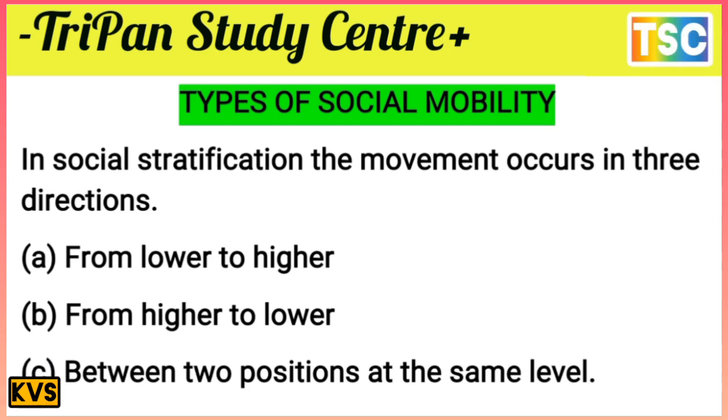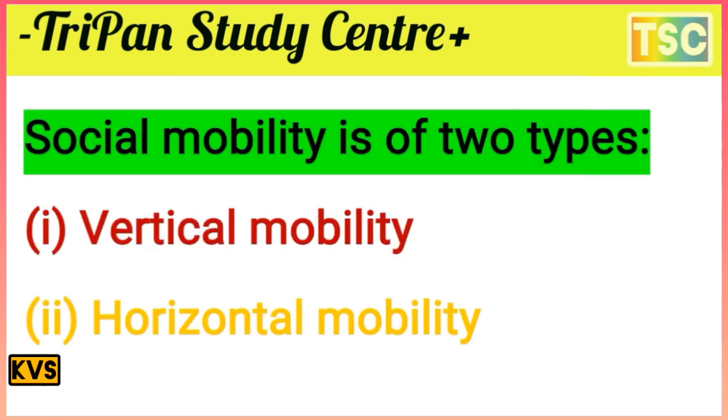But by type, social mobility is of two types. First is vertical mobility and second is horizontal mobility here. Now that's important. Social mobility is of two types: first vertical mobility and second horizontal mobility. That's important, and let's see them one by one, with a very clear explanation here.